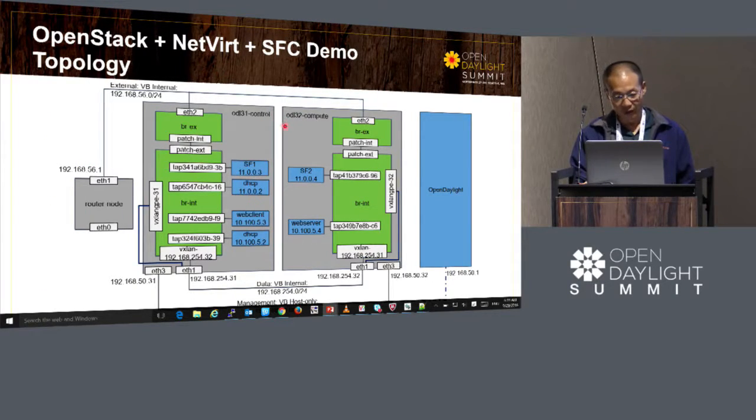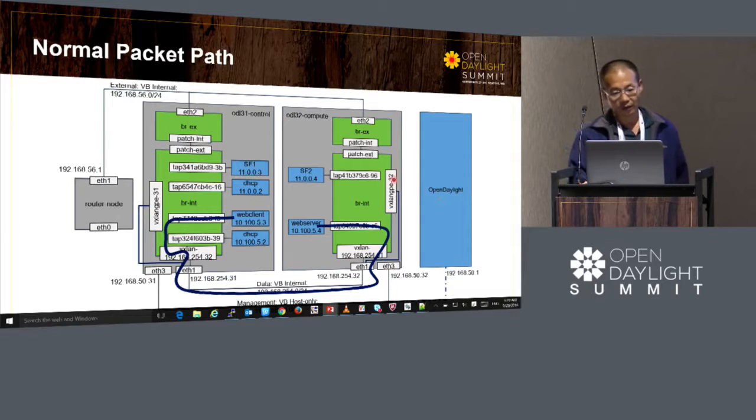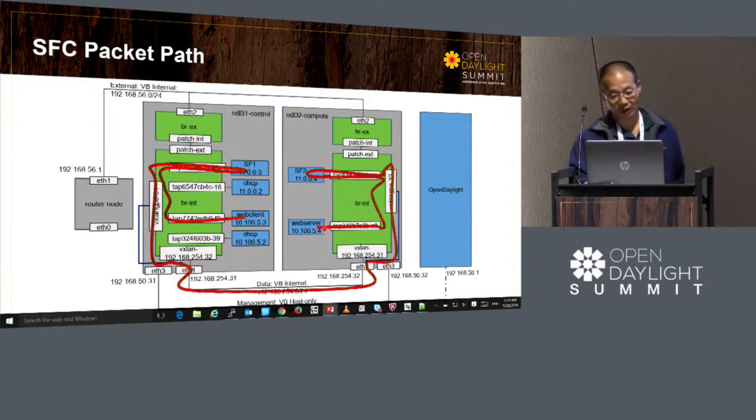Here is my demo topology. You can see we have two compute nodes. We run the OpenStack controller in this node. This is just a compute node. We start SF1 in this node, SF2 in this node. We start the web client in this, web server in this. And here is OpenDaylight. For general traffic, it's not SFC traffic, the packet will go through this path. But for SFC traffic, it will go through this path.